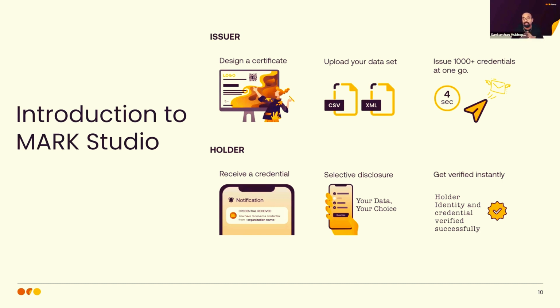You upload your data set in a spreadsheet format or a CSV format, and you can start uploading and issuing in bulk to all your recipients. The experience for the recipient or the holder is fairly simple. They could receive a credential on email, or they could receive a credential on a wallet.